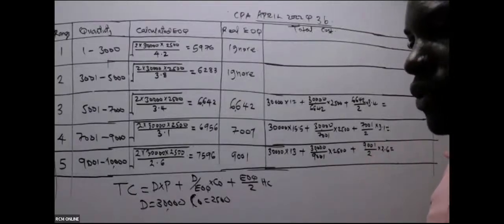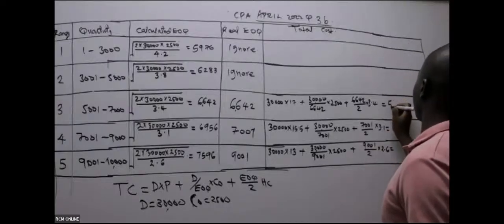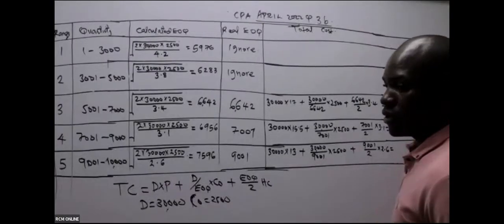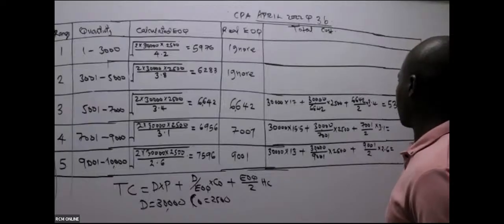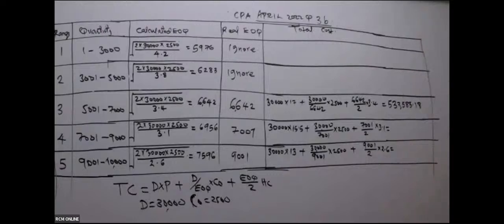So we have 532,583.18. That's what I'm given here for range 3. How about range 4? Someone must be able to calculate range 4. 486,564.31.